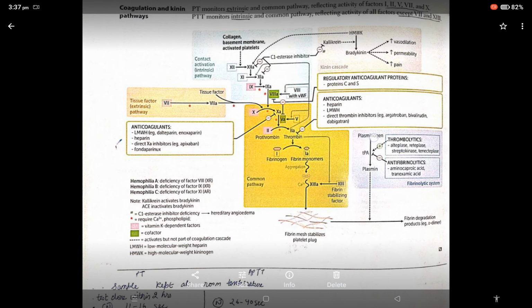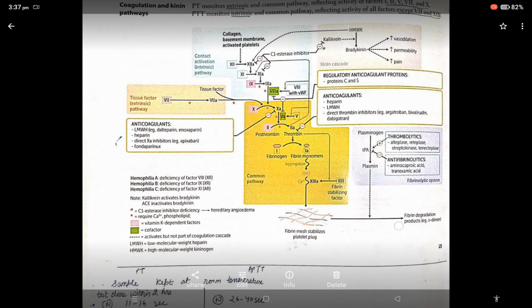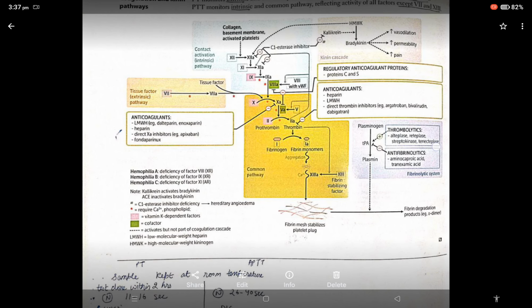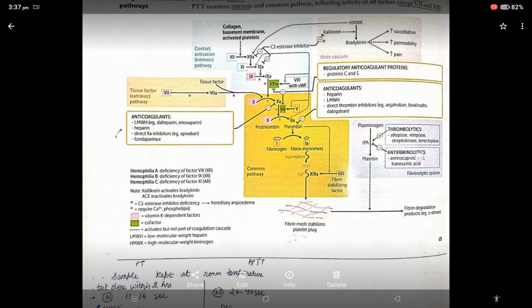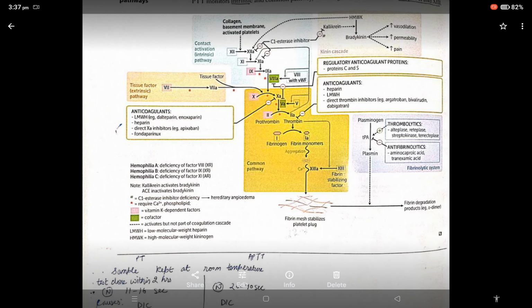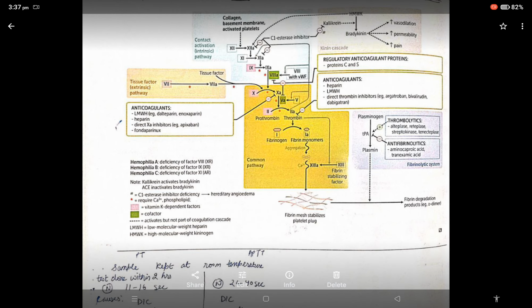Then plasminogen is converted into plasmin. Plasmin degrades the fibrin mesh and generates fibrin degradation products. Thrombolytics help in lysing the fibrin clot, that is alteplase, reteplase, streptokinase and tenecteplase, and antifibrinolytics, that is aminocaproic acid and tranexamic acid. These are helpful in prevention of fibrinolysis.